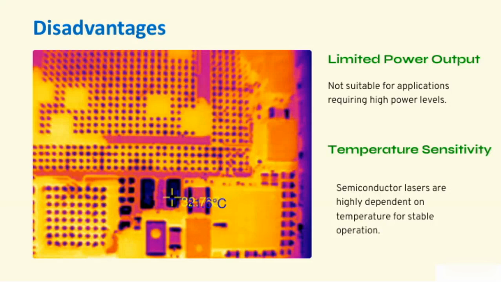Semiconductor lasers come with some clear drawbacks we need to keep in mind. First, they're very sensitive to temperature. Even small changes can affect their stability. That makes them tricky to use in environments where temperature control is tough. Second, they just can't deliver very high power levels, which limits where they can be applied. So, while they're useful, these disadvantages shape how and where we rely on them.